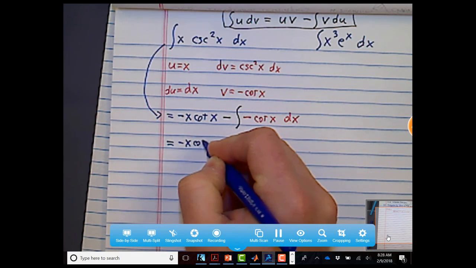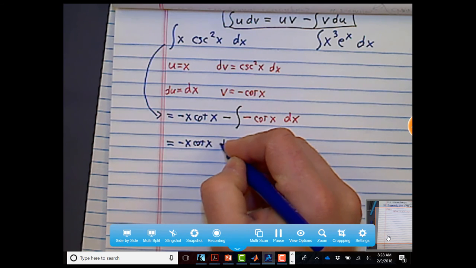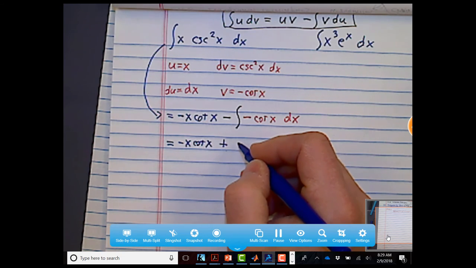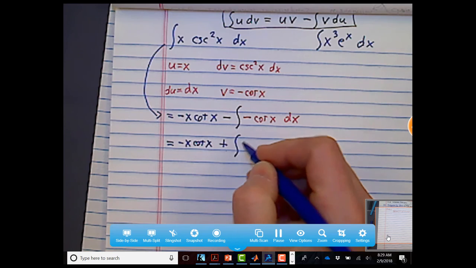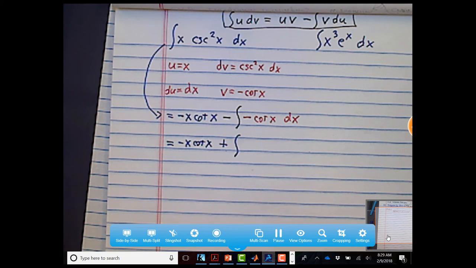Negative x cotangent x plus, do you guys know how to integrate cotangent? The derivative is negative cosecant squared. I asked, do you know how to integrate it?